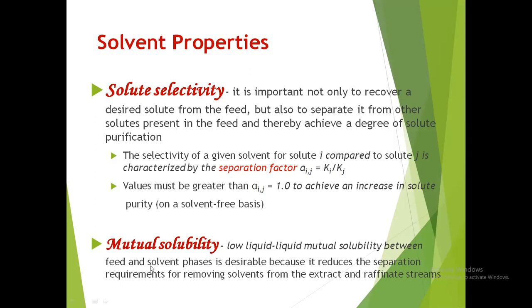Now, what about mutual solubility? So low liquid-liquid mutual solubility between feed and solvent phases is desirable because it reduces the separation requirements for removing solvents from the extract and raffinate streams. What this means in class is that the carrier solvent of the feed and the diluent of your separating agent should not be completely miscible with each other. Or shall I say, they should have low liquid-liquid mutual solubility. Because if that is the case, if you want to isolate one from another, you'll be needing further separation processes in your system. So low liquid-liquid mutual solubility between feed and solvent phases is desired because it reduces the separation requirements for what? Removing solvents from the extract and raffinate streams. We want the solvents as well to be not completely miscible with each other.